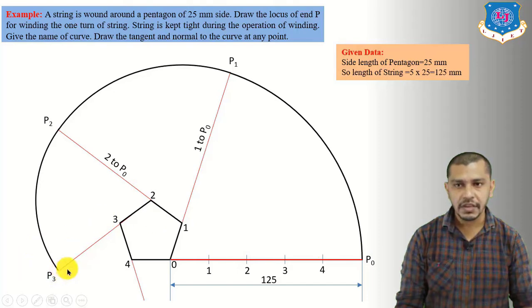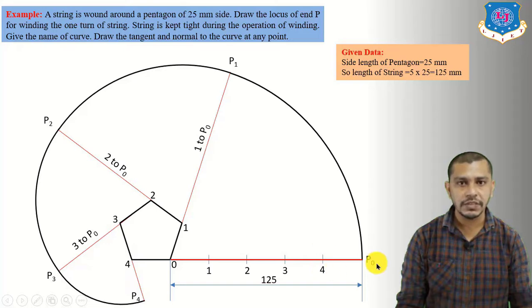Now you will get P3, and the distance between 3 and P3 will be equal to 3 P0. So now the next step is measure 3 P0 on the rounder, take center at 3, give an arc, you will get P4. Now the length between 4 and P4 will be equal to 4 P0.